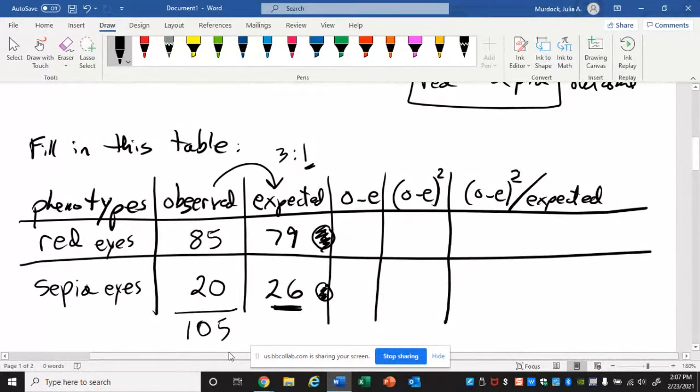All right, so observed minus expected, we'll go with that. 79 minus 85, that's 6, right? Actually, it's negative 6, and then here it's positive 6, right? Okay, so there's how you get the next column. I take that and I square it, and I should get 36. Please tell me if I make a mistake. Okay, 36 there, right? Because I squared that. Now I'm going to take 36 and divide it by the expected for red eyes, which is 79. And I'm going to take 36 here also, but I'm going to divide it by expected for sepia eyes, which is 26. Okay, can you guys tell me what I get for each of those?